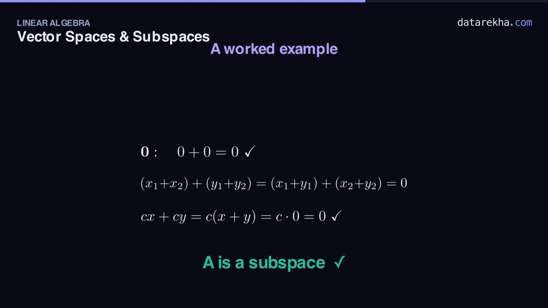And scaling. C times x plus C times y is C times the quantity x plus y, which is C times 0, 0 again. All three conditions pass. So A is a subspace. It's the line through the origin with slope minus 1.